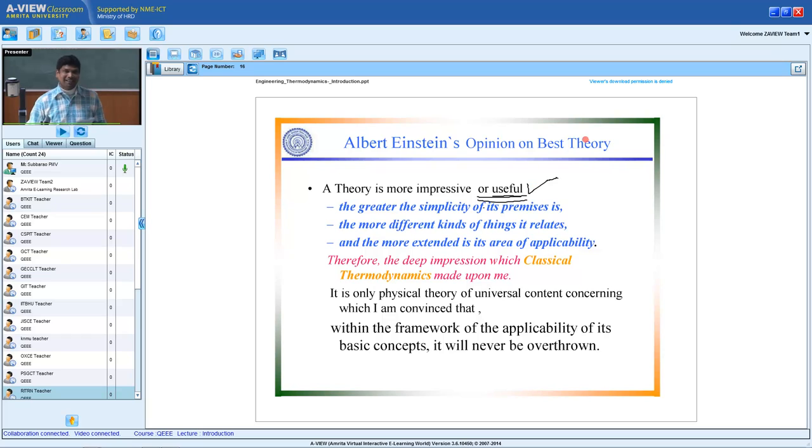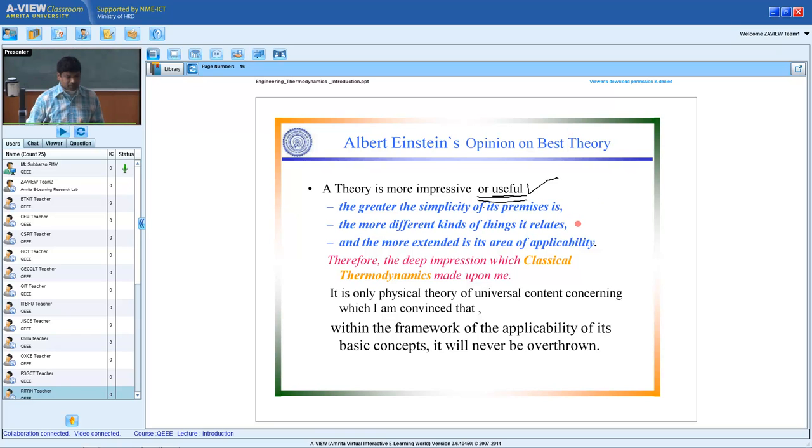That's why he wanted to say that a theory will be useful when the greater the simplicity of the premise. When you want to learn the theory, the initial concept should be very simple. That's why, in the next few classes, I'll teach something which you may laugh at. Is this a concept to be taught? They're so simple: the system, surroundings, boundaries. They're very simple. Why? They want to take every concept, every application into the purview of this one.